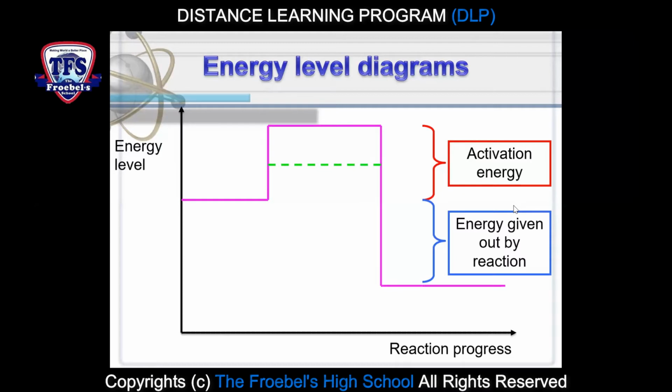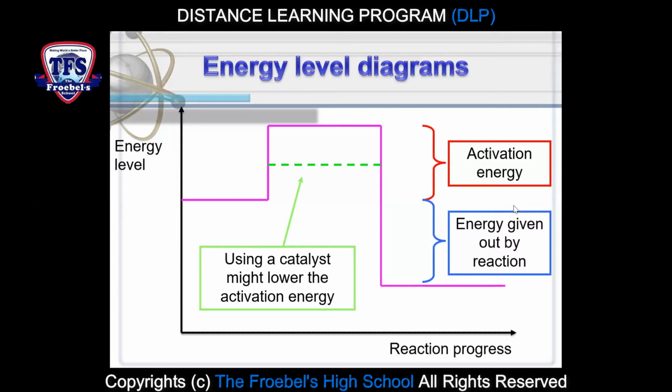If we use a catalyst, it reduces the energy of activation. Why do we use a catalyst? Because to increase the speed of a chemical reaction. A catalyst speeds up a chemical reaction without being used up itself. So when we use a catalyst, what it does, it reduces the energy of activation and the reaction will be faster.